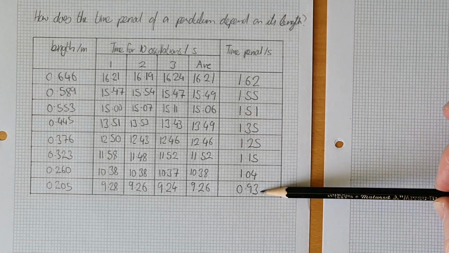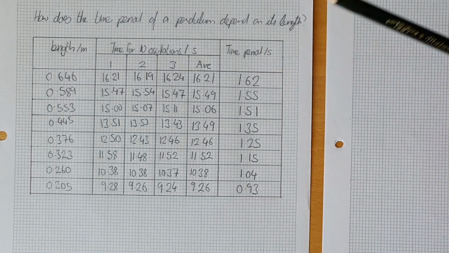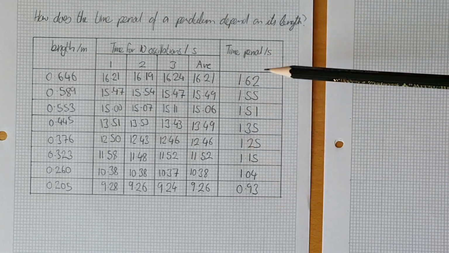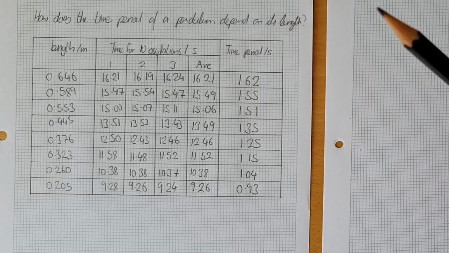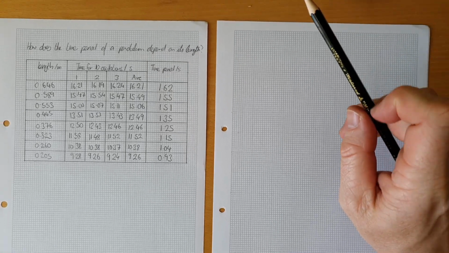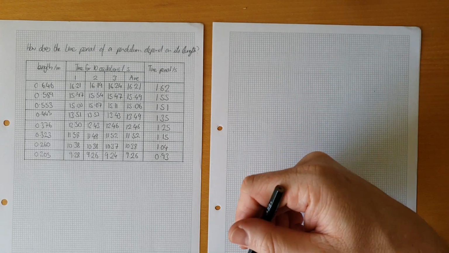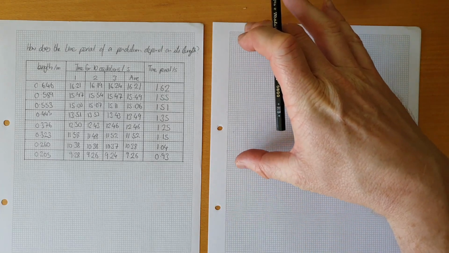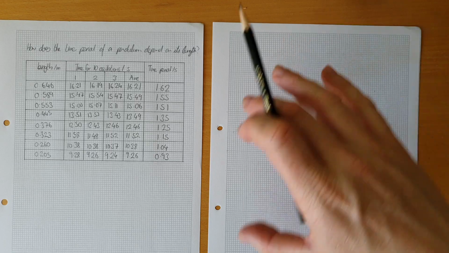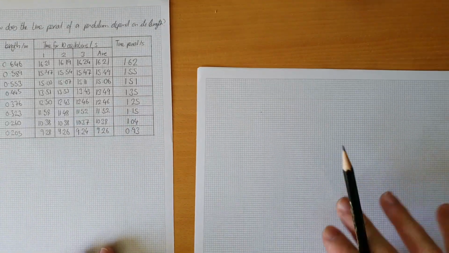Some things to bear in mind. If we look here, our smallest time period is 0.93 and our largest time period is 1.62. We need to make sure our scale covers that range. However, whenever we plot our points, they need to take up more than half the available graph space. So if I started down there and went 0, 1, 2, 3, 4, or 0.1, 0.2, and so on, I'd find that most of my results are squashed into the top part of the page with a lot of blank at the bottom. That's not acceptable.